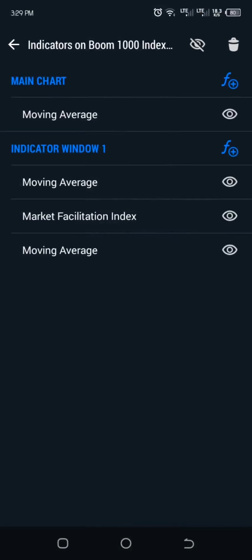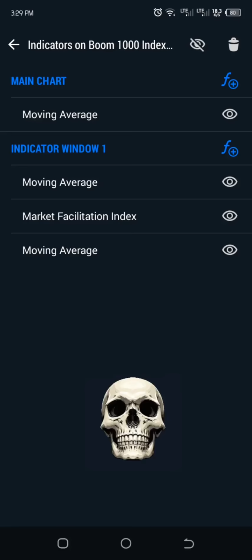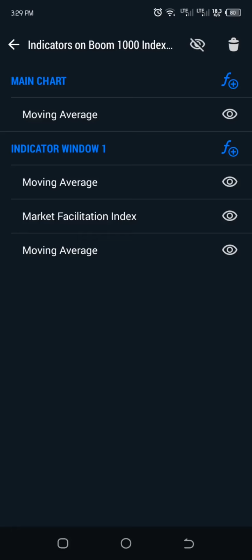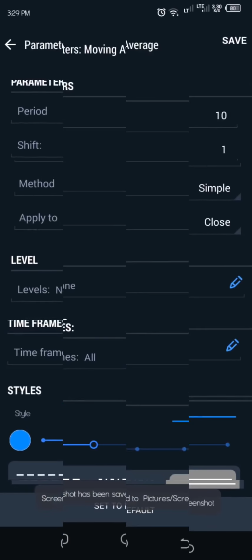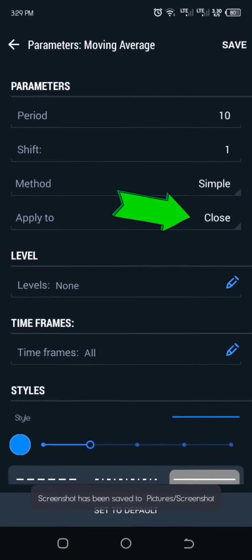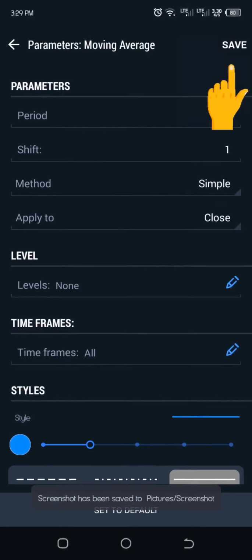Now to the next indicator, which is the CCI, the commodity channel index. Now this commodity channel index, we don't really need it. So you first add the CCI up and click on save. Then after you add this up, you can just delete it. Before you delete it, make sure you add the next indicator, which is the moving average. After you add this up, you click on this F icon on the indicator window 1. Now for the moving average, the period is 10, shift is 1, method is simple, apply to close, and for the style, use any color of your choice and click on save.